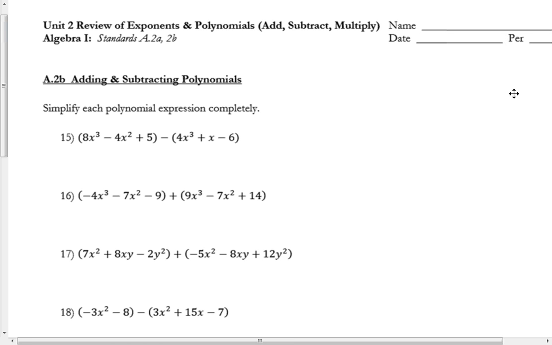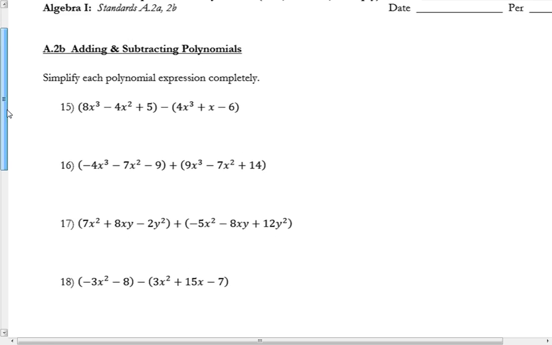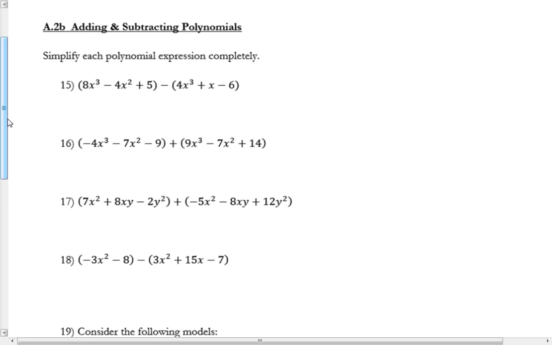Welcome to part 2 of our Unit 2 review. In this part, we will cover adding and subtracting polynomials as well as multiplying polynomials. Once again, I'm not going to do all these problems. I'll do a couple in each section, and then I'll put the rest of the answers up for you to check your work. So let's start here with number 15.